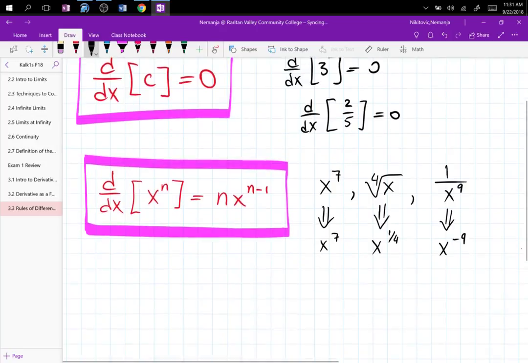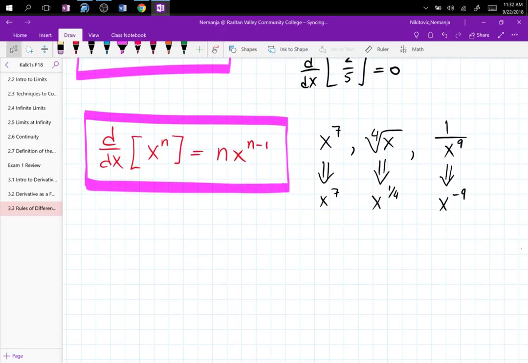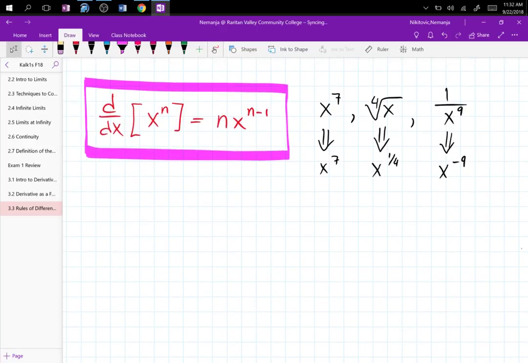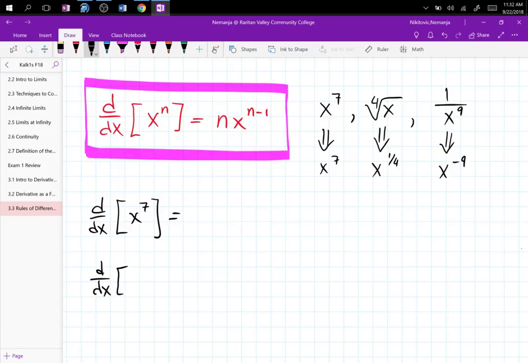So now I'm going to ask you to solve these three problems using the formula that you see. What is the derivative of x to the 7? What is the derivative of the 4th root of x? And finally, what is the derivative of 1 over x to the 9?